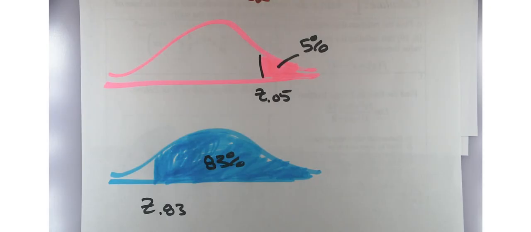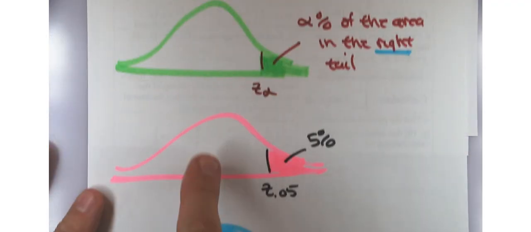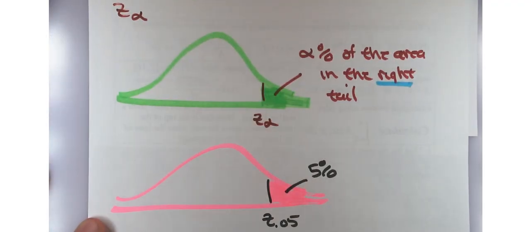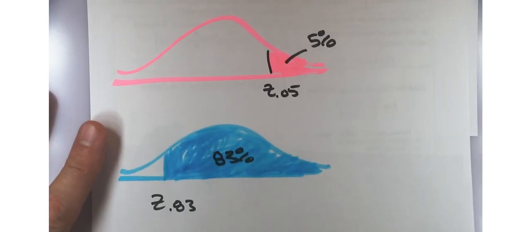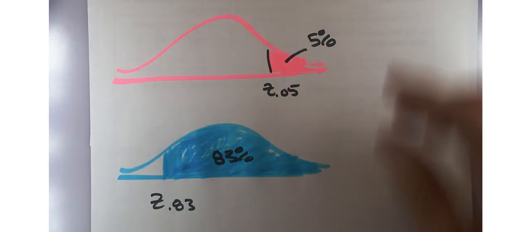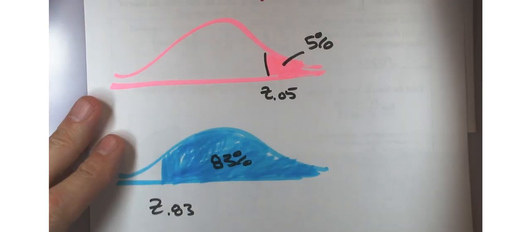Now, unfortunately for us, Excel and Google don't exactly work this way. They're going to return values in the left tail with the appropriate command. So we're going to have to tweak things so that we get what we want, not what they want to give us. All right, so let's start with example E here.